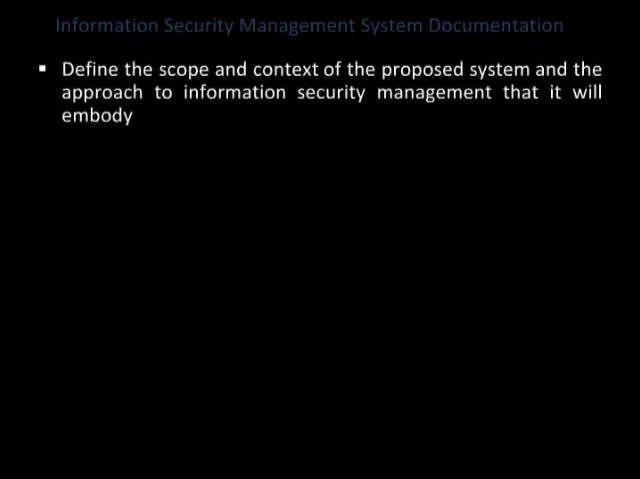ISMS documentation is carried out at organization level. Its purpose is to define the scope and context of the proposed system and the approach to information security management that it will embody. It has 5 stages. 3 that initiate the planning process, that is stages 1, 2, and 3, and 2 that complete it, that is stages 8 and 9. Stage 1 defines the scope of the ISMS.